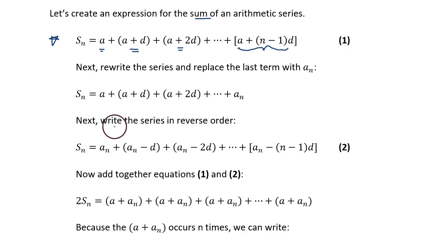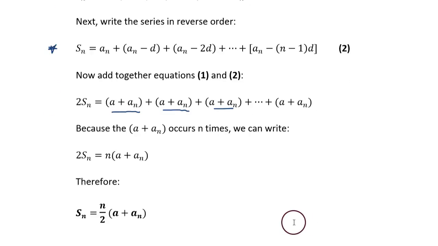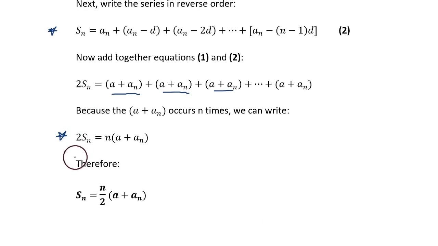Next step, rewrite the series in reverse order. So now it looks like this. If you add the original statement together and this statement right here, on the left side of the equals, it will be 2 times s sub n, and on the right side, it will look like this. Because this expression appears n times, we could shorten the expression to this. And then dividing both sides by the number 2 to get s sub n alone, we get this final formula that finds the sum of the terms of an arithmetic progression.